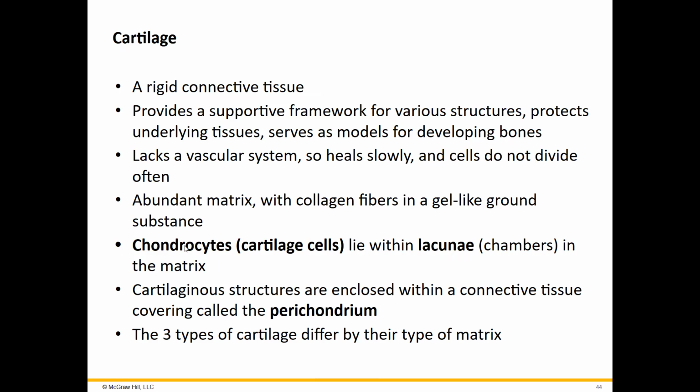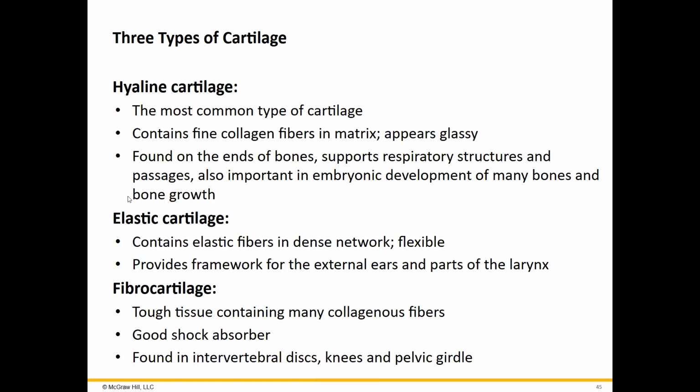Now, a chondrocyte resides within a little empty space or chamber called a lacunae. Yeah? On the outermost portion of the cartilage is a connective tissue called the perichondrium. So all you know is cartilage cells make up the majority of the cartilage, and each cell is in a little chamber called the lacunae. And then the outer part, where the cartilage grows, is called the perichondrium. There are 3 types of cartilage. Note here, cartilage lacks a vascular system. It heals very slowly.